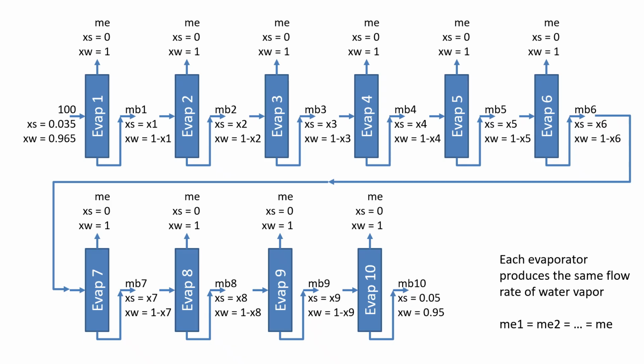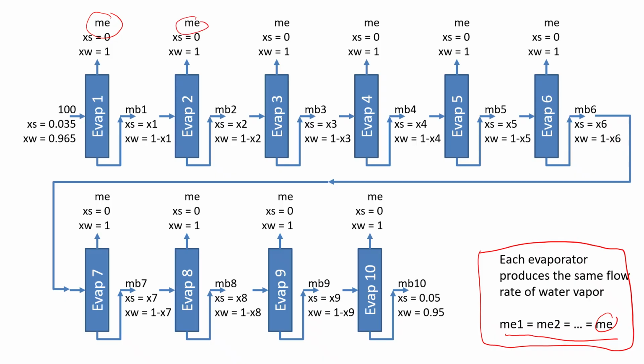And so what's shown here is the updated process flow diagram where ME1 has just been replaced by ME. Down here in the lower right-hand corner is the indication that for all the MEs, we're going to use this one variable, ME without a number after it. So ME1 is ME, ME2 is ME, etc., until we get to ME10, which is also ME. So now we've made use of all the information that was available in the process flow diagram. Let's see if we can solve for any of the other unknowns that are in this diagram.